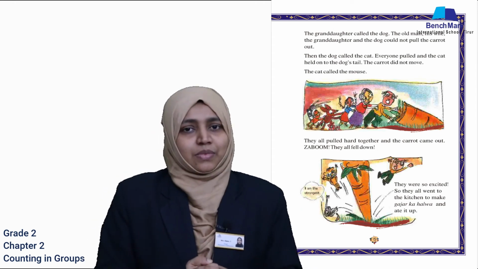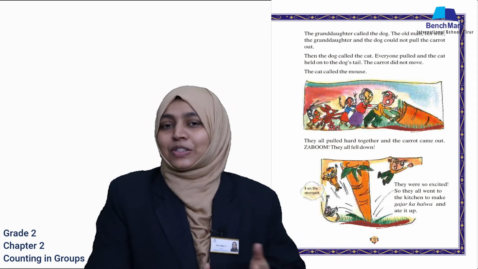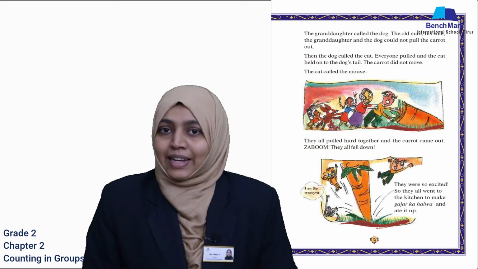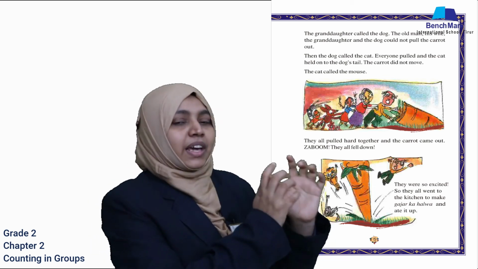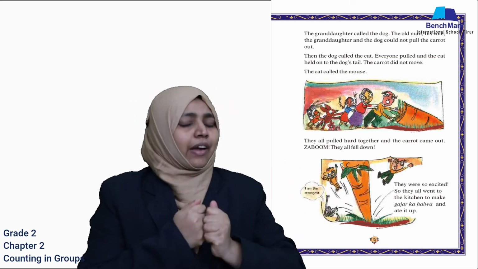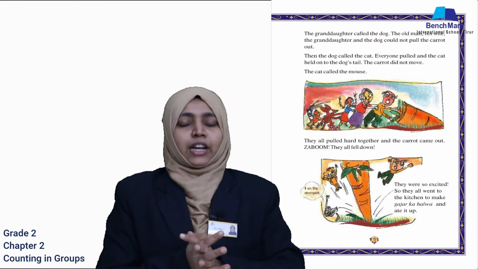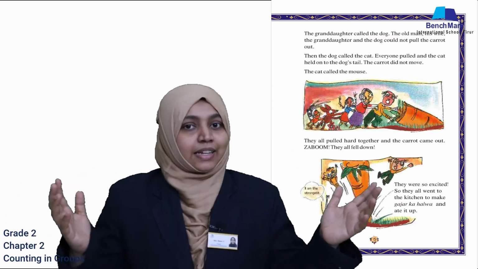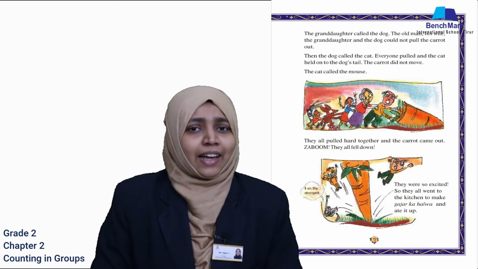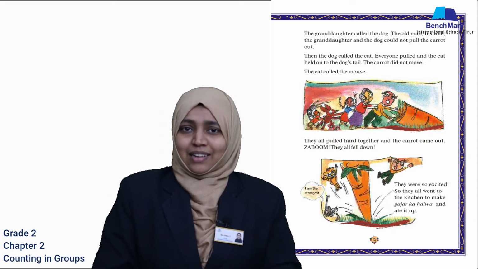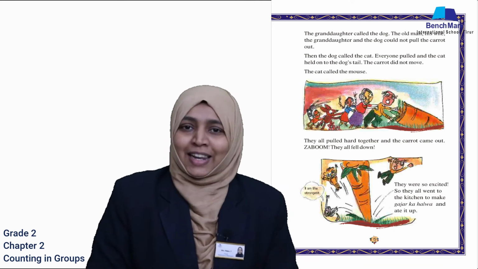But no. At last, this cat took the help of a rat. So now six are standing in a line, holding one behind the other, and they pulled out the carrot together, and the carrot came out of the soil, and it was a big carrot. And they all were excited. And what did they do with that carrot? They made gajar ka halwa. That is, they made carrot halwa. Do you all like carrot halwa?